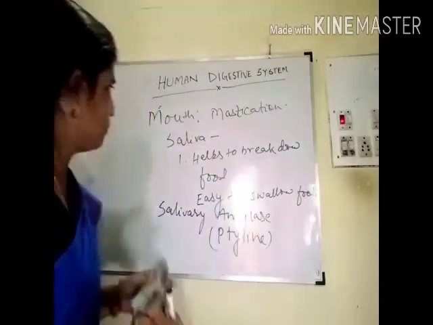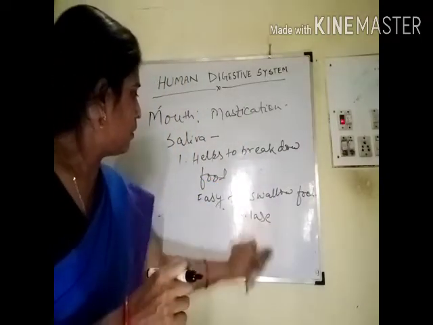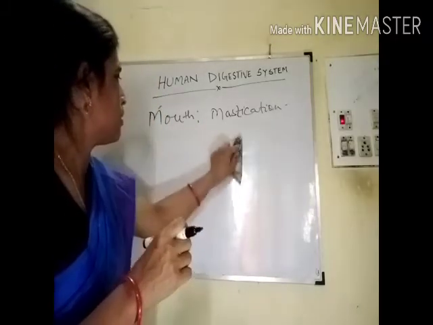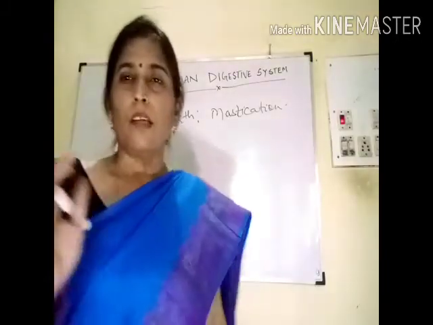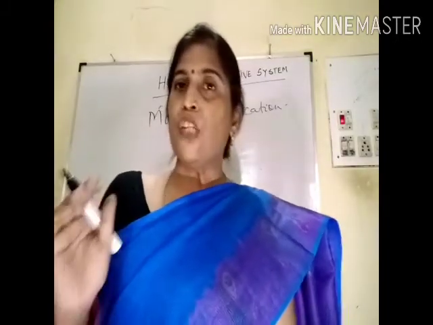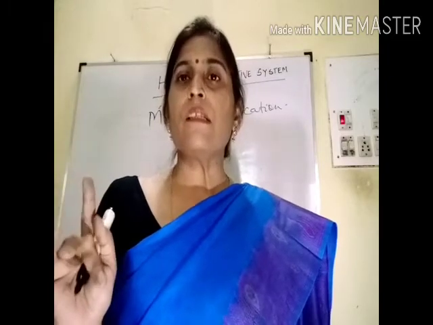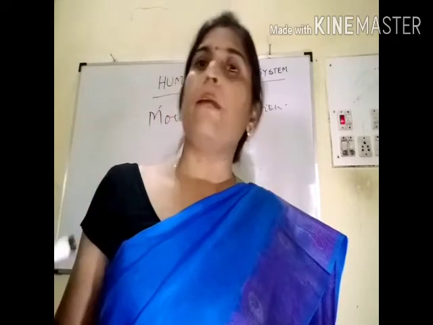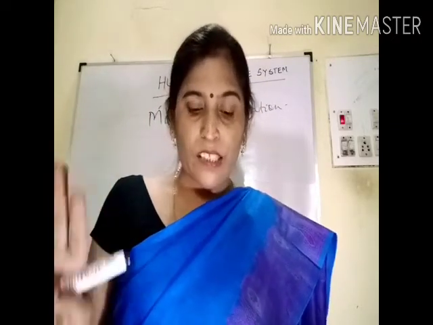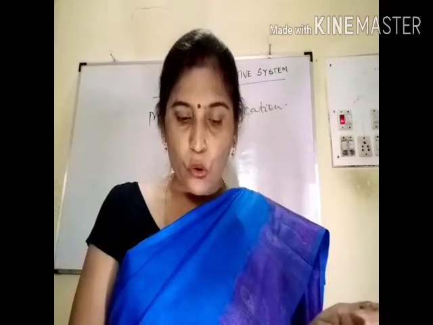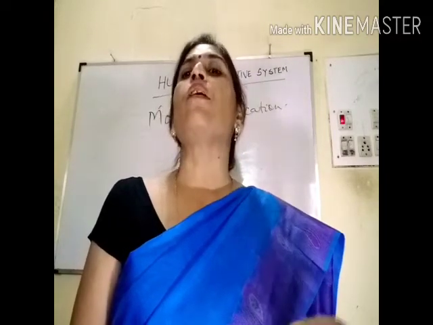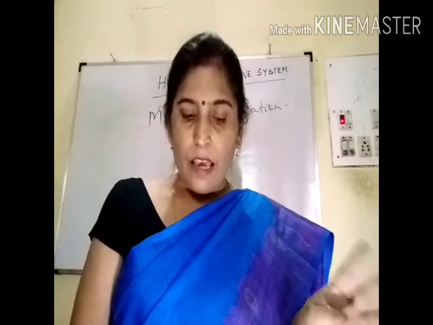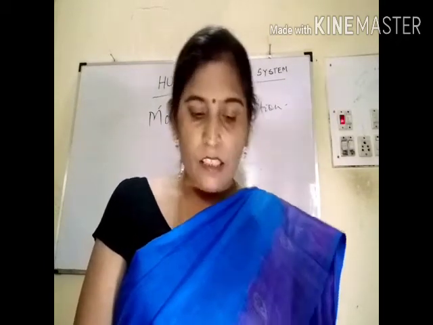Now these teeth are of two types. In the human, a child has 20 teeth, means two types of teeth, temporary teeth and permanent teeth. A child has 20 teeth, that is 10 in each row, and they are known as milk teeth or temporary teeth. They fall off by the age of 10 and are replaced by large permanent teeth.